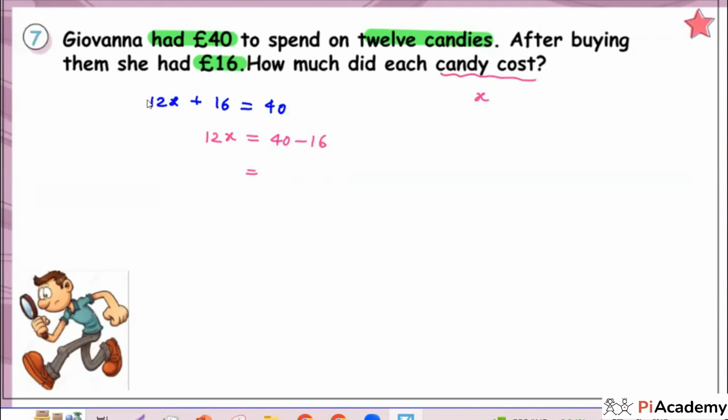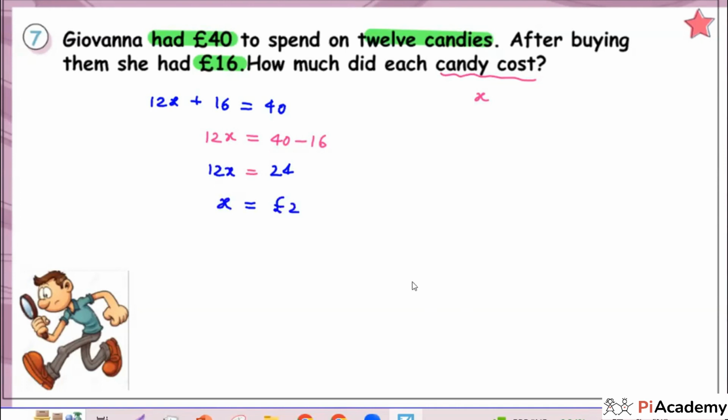Here I am explaining, like she has this much only, right? So this is the remaining amount. This is the total cost of candy, and it equals 40 only. So this is the possible equation. Now you are taking away 16 from both sides. So 12x equals this, and that's why you are left with 24. And it means x value equals £2. So £2 is the correct answer.